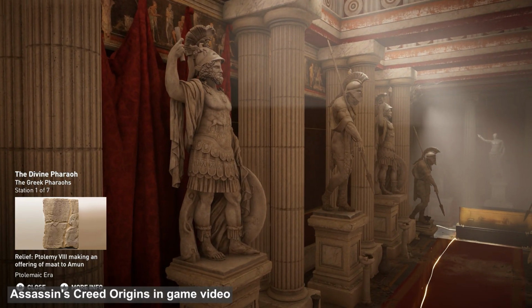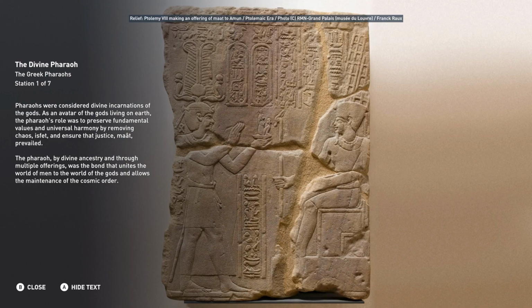An example of these discovery tours in Assassin's Creed Origins can be seen in this tour of a recreated tomb of Alexander the Great in Alexandria.